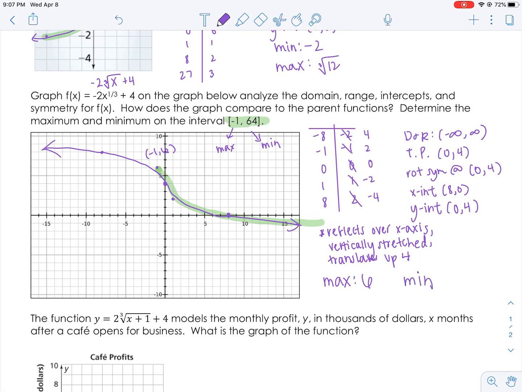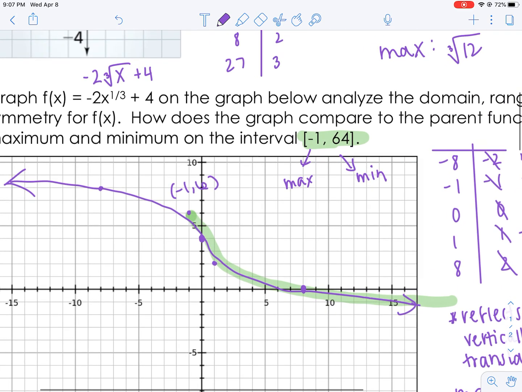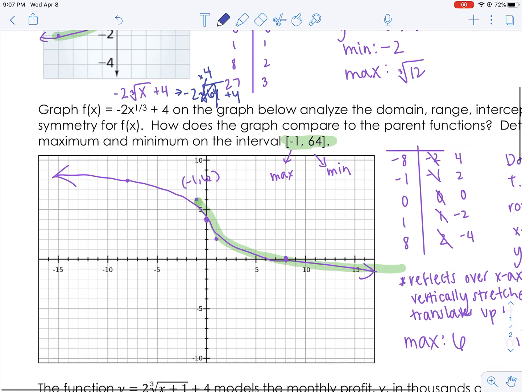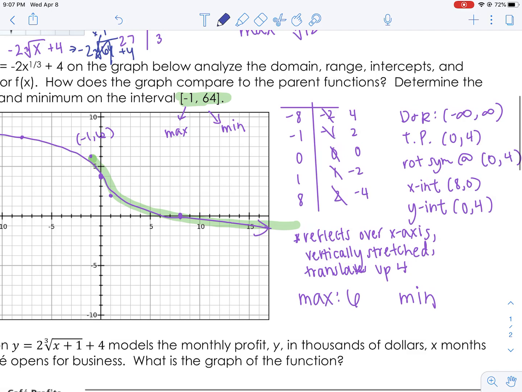Now to get your minimum, I'm going to plug 64 back into my original function. So I need to figure out what's negative 2 times the cubic root of 64, plus 4. The cubic root of 64, you can go to a calculator if you need to and type it in. It's just 4. So it's negative 2 times 4, which is negative 8, plus 4. Negative 8 plus 4 is negative 4. So my minimum is negative 4. And again, feel free to go to Desmos or some graphing calculator online and graph these and just double check it.